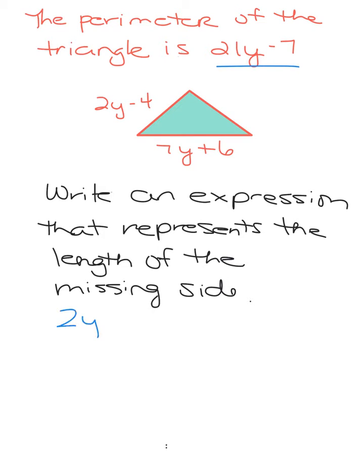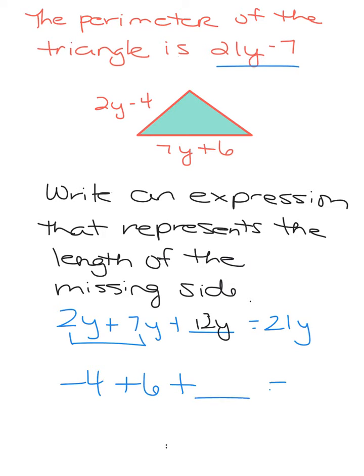So I know that 2y plus 7y plus something else is going to give me 21y. So this gives me 9y. So my missing piece right there is going to be 12y. I'm going to do the same thing with my constants. I know I have negative 4 plus 6 plus a number is going to give me negative 7. Negative 4 plus 6 gives me 2. So my missing number there is negative 9. That will get me to negative 7. So in the end, my missing side is 12y minus 9.